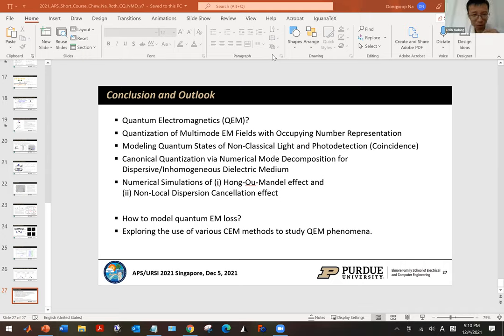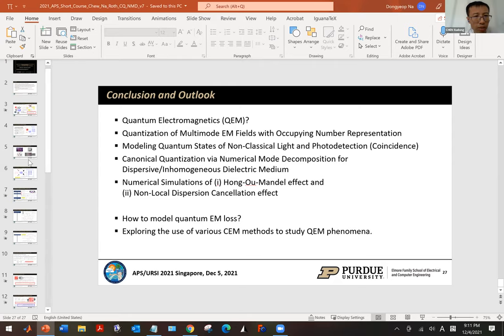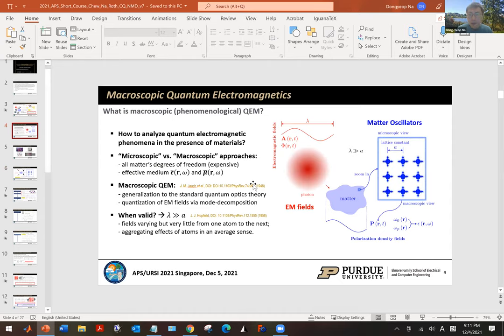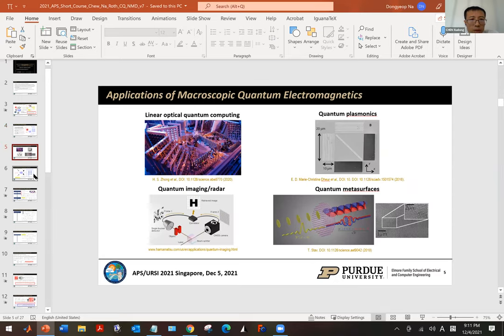Hey, Dr. Na, I'm not in this field actually, but just out of curiosity, can you please further explain a little bit about the macroscopic quantum electromagnetic detection in one of your early slides? This is a macroscopic phenomenon. For the detection, in maybe the next slide, you have this application for quantum imaging. Is this imager like a ghost imaging or ghost radar?